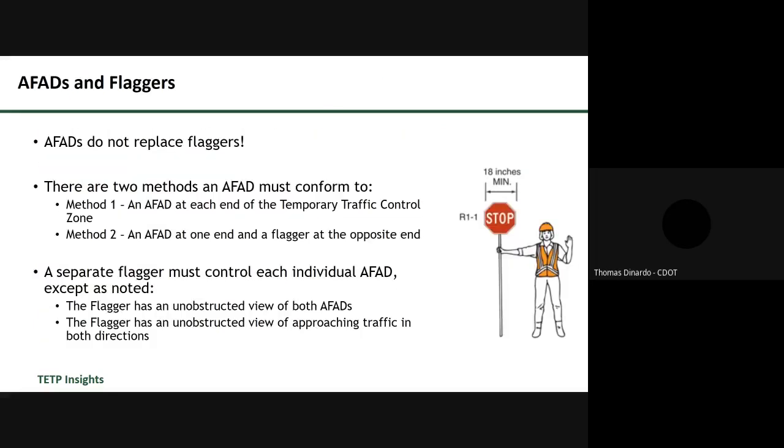There are also two methods an AFAD must conform to as per the MUTCD. Method 1 contains two separate AFADs. Each are located on either end of the active work zone. Method 2 utilizes a flagger in their normal position and an AFAD on the other end of the active work zone. Typically, a separate flagger will remotely control a single AFAD. However, there are exceptions, and a single flagger can remotely control a maximum of two AFADs. Another exception is for a flagger to control an AFAD while performing their flagging duties at their typical flagger station.